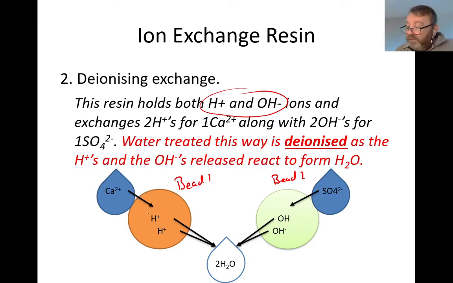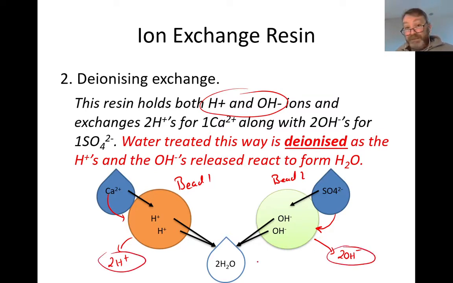Now please remember that you're going to exchange like charge for like charge. So the calcium in the water will be exchanged for 2 hydrogens. So the calcium will come in here and the 2 hydrogens will be replaced. Okay, and likewise the SO4 will come in here and be replaced by 2 OH minus. So all of a sudden we've got H plus being eliminated from this bead, we've got OH minus being eliminated from this bead. What will they do? They will meet one another on the way out. They'll combine as they do to form water. So this is a situation where we have deionizing resin. In other words, ions come in but only water leaves.